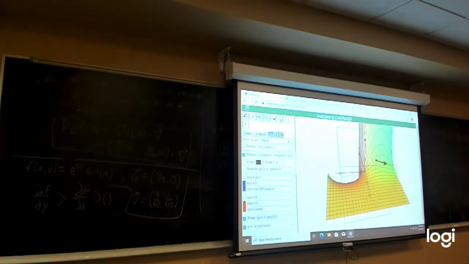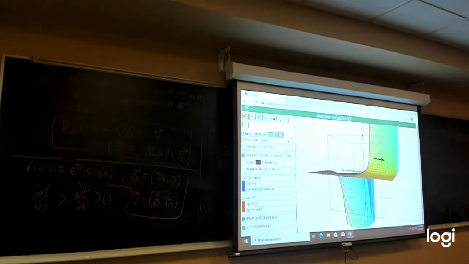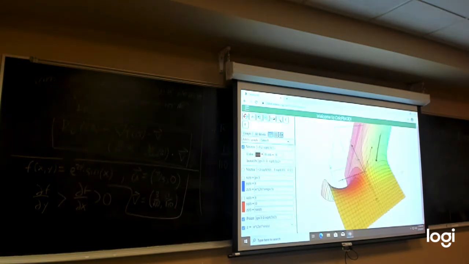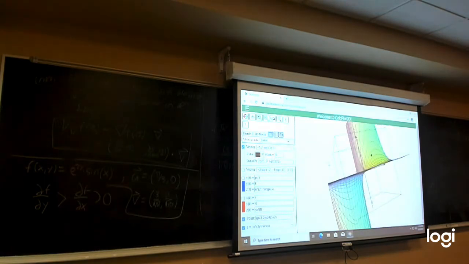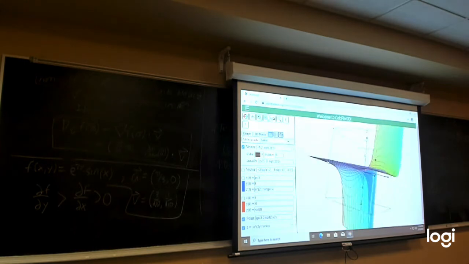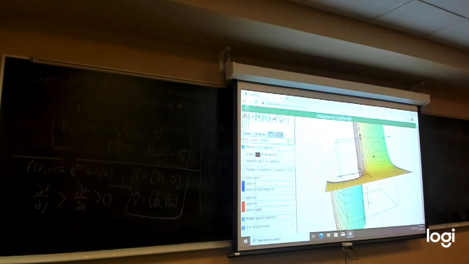So here's the function f of x, y, the original e to the 2y times sine of x, at the point pi over 3, 0. Instead of looking at the directional derivative in the direction of 3 over square root of 10, negative 1 over square root of 10, we're going to look at the directional derivative in the direction of the gradient vector instead. So the gradient vector is going to point, here's where I need the software to help me out here.